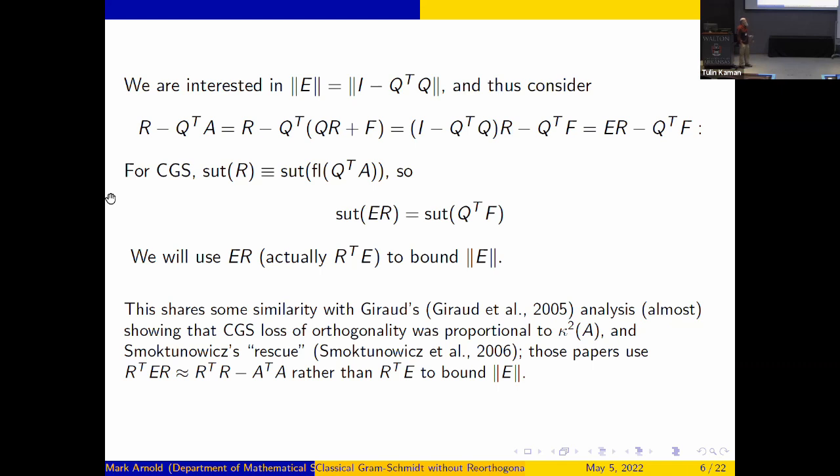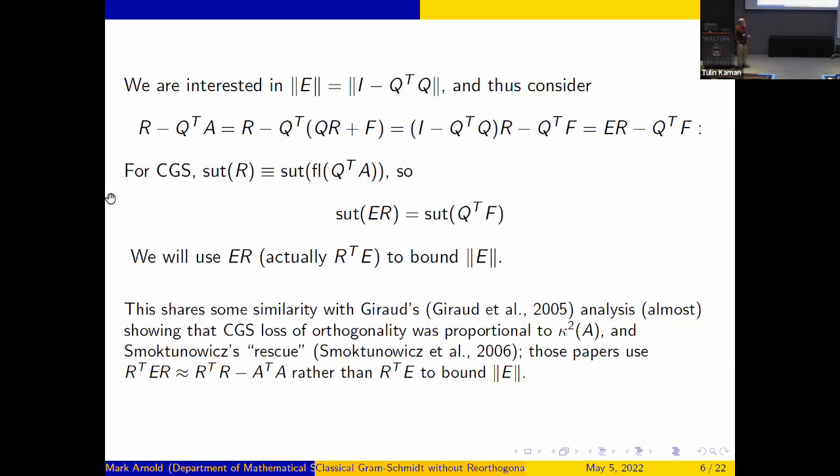Okay, and then we notice that in classical Gram-Schmidt, the strict upper triangle of E transpose R is Q transpose F. In other words, that's the way the strict upper triangle of R is defined. And so we're going to use R transpose E just because of a nice norm result to bound E.